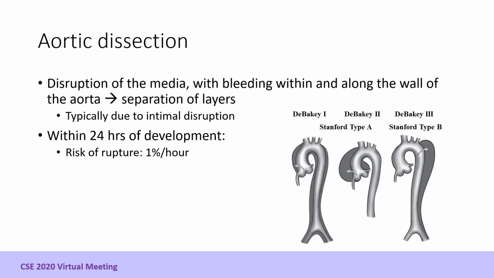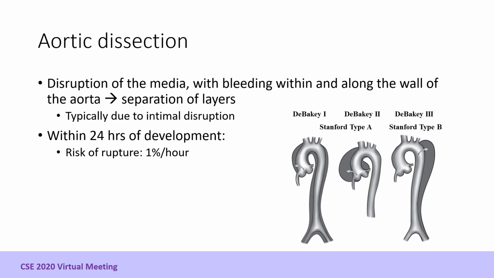Aortic dissection occurs when there is a tear in the inner layer of the aorta which spreads to the medial layer, with resulting bleeding within and along the wall of the aorta leading to separation of the layers. Making the diagnosis in the acute setting is essential, as the risk of aortic rupture is high, typically occurring at a rate of approximately 1% per hour over the first 24 hours without emergent treatment.